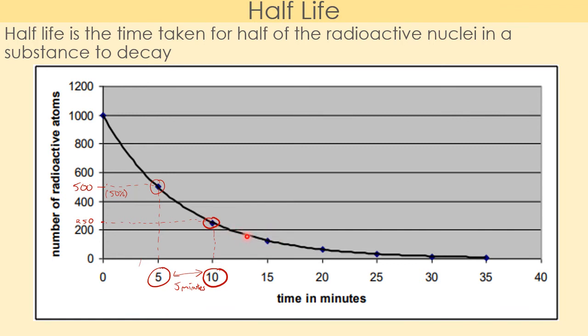And that again is 5 minutes from the previous one. So 5 minutes for half of what was left to decay. We've then got another 5 minutes for the next half to decay, and another 5. And we can keep going on. Now this type of decay is known as exponential decay, because the number that are decaying are decreasing and we're getting this curved line going down.